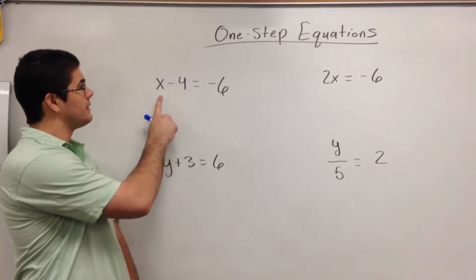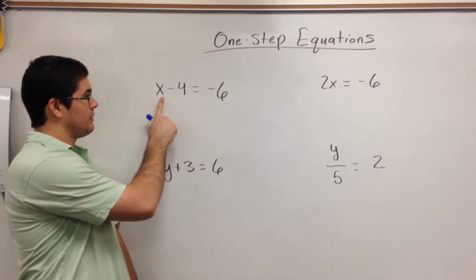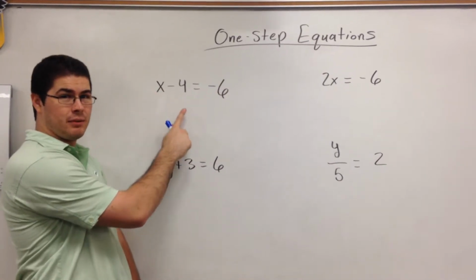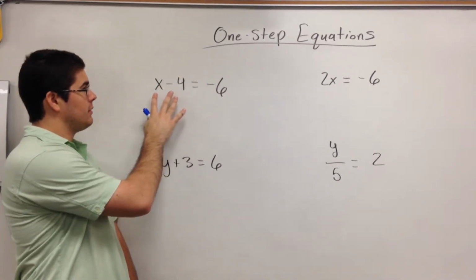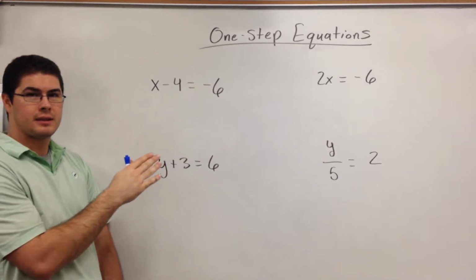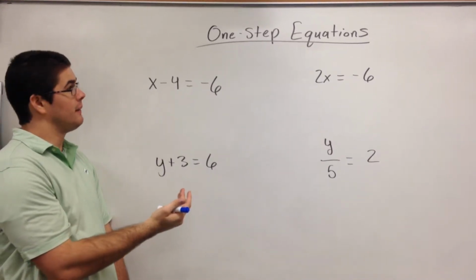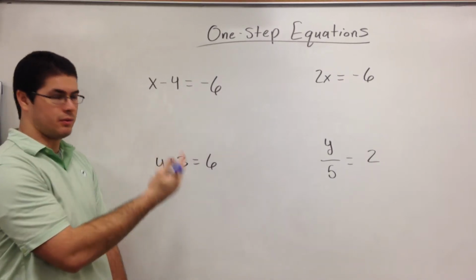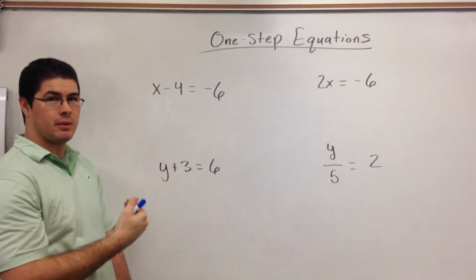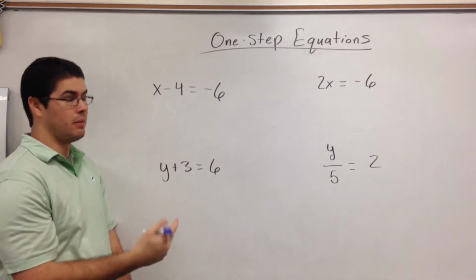So for instance, in this case, our variable is x, and what is being done to x is you're subtracting 4, okay? What we want to do is solve for x, and we do that by trying to isolate it, or get it by itself, okay? Now you may be able to solve for x or for y in your head already, but we still need to know the process when it comes to harder problems.